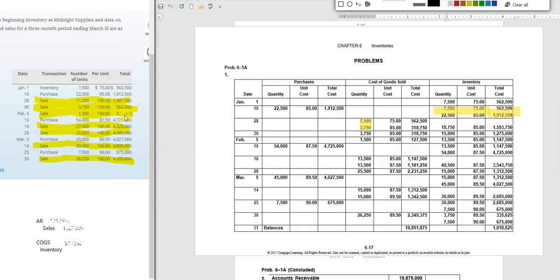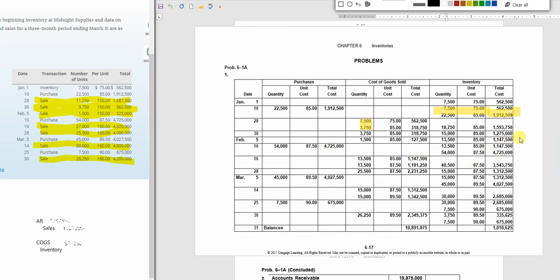My accounts receivable sales is $225,000 right here. My cost of goods sold inventory is this number right there, $127,500. Next line down is purchased, 54,000 at $87.50. So I debit inventory, credit accounts payable for the $4,725,000. So now I have two layers, the 13,500 from February 5th and the additional 54,000 that I bought.